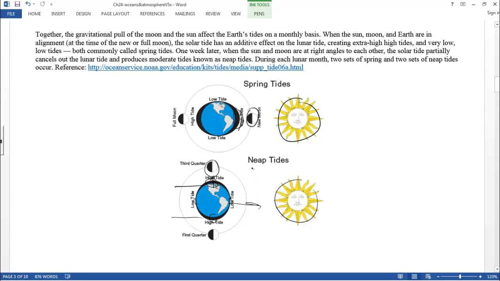So you get these neap tides when the sun and the moon are at 90 degrees apart, and you get spring tides when they're aligned. Yeah, it turns out this idea of spring tides is not a good name because it doesn't happen just in spring. It actually happens twice a month during each month.